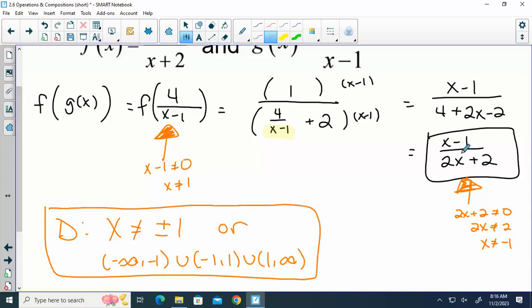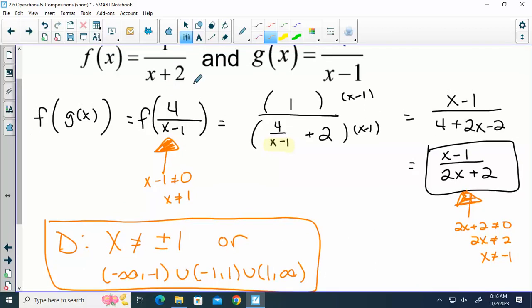So realize, we couldn't just look at that final answer to get it. Is that the same as the domain if I look at the two original functions? No. So the only way to get it is to do that composition and then look at those two parts and put them together.